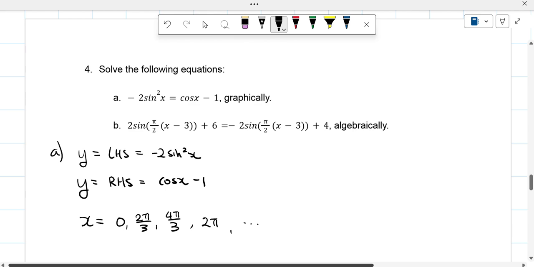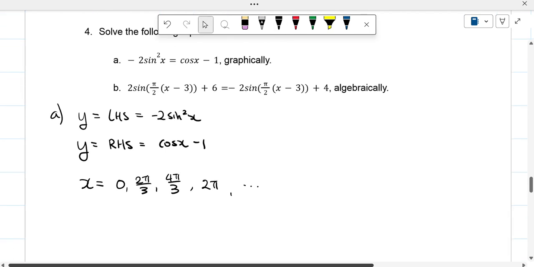And so on. I think there's an obvious pattern here. It seems like there's an answer every 2 pi over 3 after 0, because 2 pi is just 6 pi over 3 as well, so it just continues in that order. So I think the general solution would be 0 plus 2 pi over 3 n, and it's okay, of course, to say 2 pi over 3 n just like that.